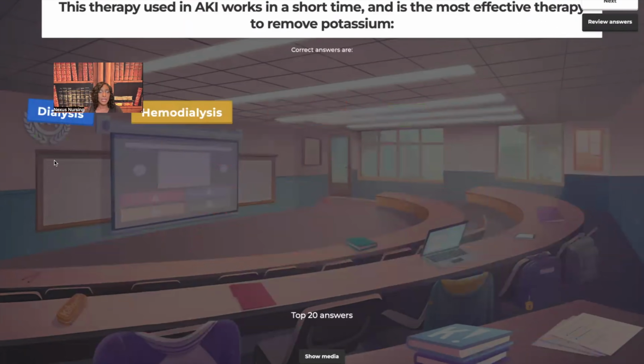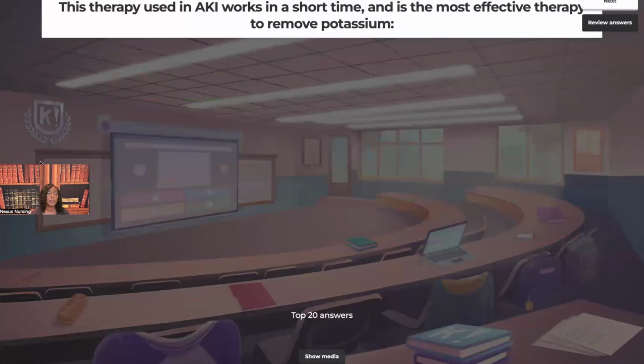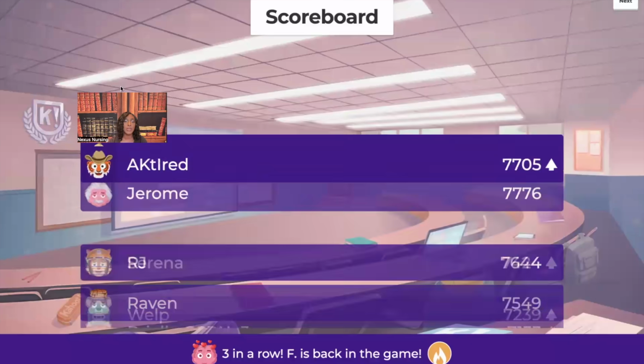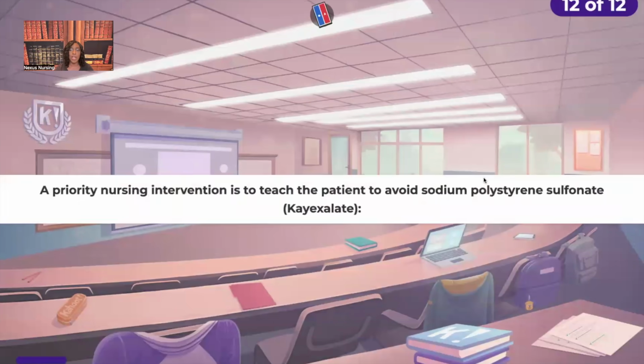Insulin, hemodialysis. Let me see what you guys said. Kayexalate. I'm going to talk to you about Kayexalate. That's not the answer. Sodium. No. Why would we give them sodium to make them hold on to even more fluids when they're not letting go of fluids? Are you serious right now? Lasix. Okay. So the correct answer is dialysis, guys. Hemodialysis.